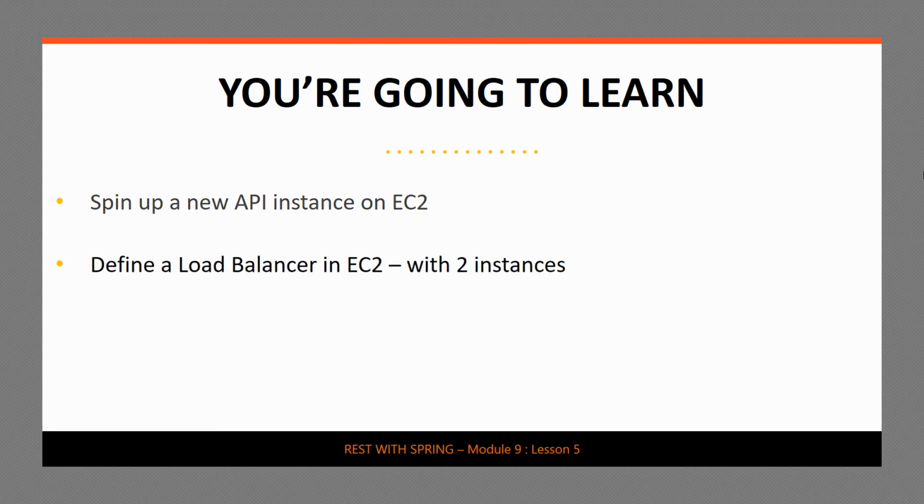We're then going to define the load balancer in EC2, and we're going to add 2 instances into that load balancer. And at the very end, we're going to hit these instances through the load balancer. So we're no longer going to consume the instances directly, we're going to consume the API through the new load balancer that we have set up. All right, let's go right into it.